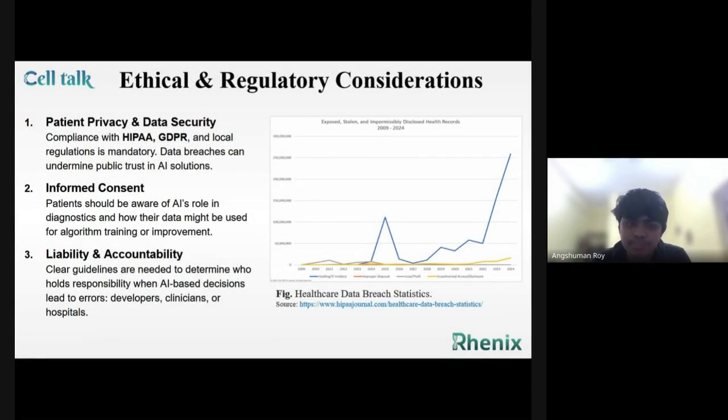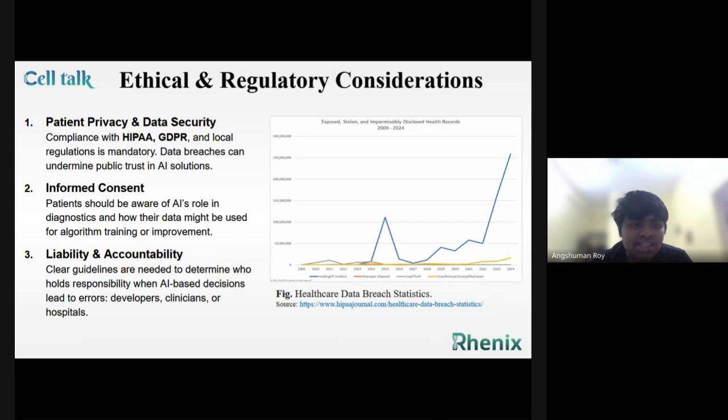Now, coming to the ethical and regulatory considerations. If you see this image, it shows the healthcare data breach statistics over the years. As you can see, there is a very increasing trend, particularly of hacking of hospitals and data leaks. So in this context, ethical and regulatory considerations play a huge role.